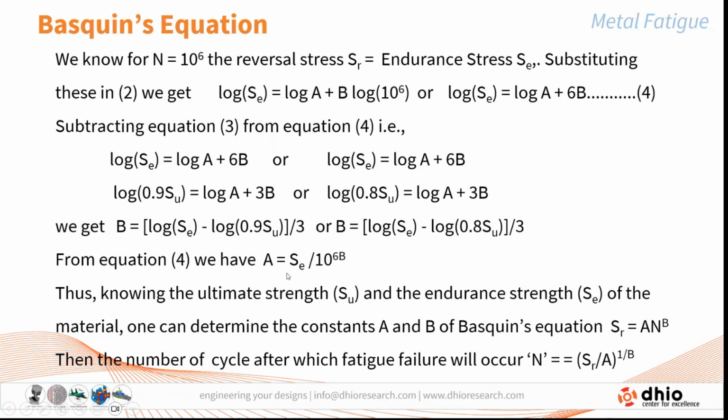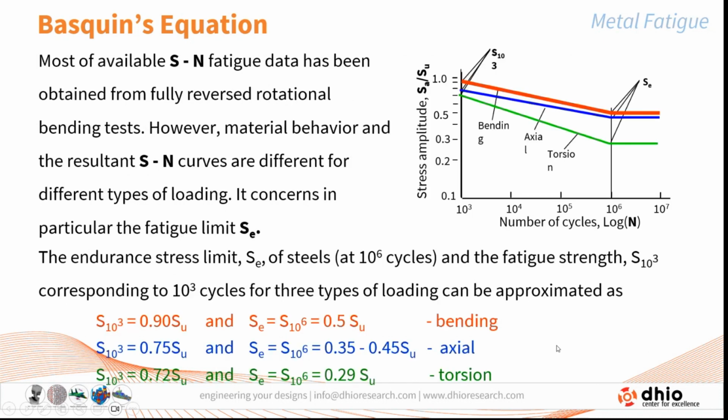Now, knowing A and B and using the equation by Basquin, SR equal to A into N to the power B, one can clearly plot the SN curve and also determine the number of cycles to failure for the specified stress range, knowing A and B. This is how usually we calculate mathematically. So here we have taken the calculations for three different cases: bending, axial, and torsion. And we can see that torsion is going to give us less, taking into effect all the factors. So the standard values which are considered for the endurance stress are specified.